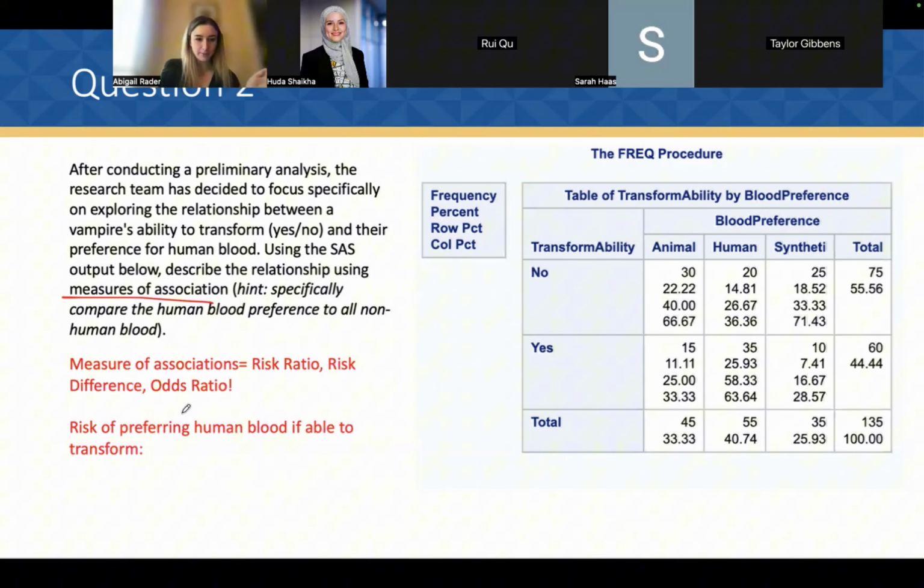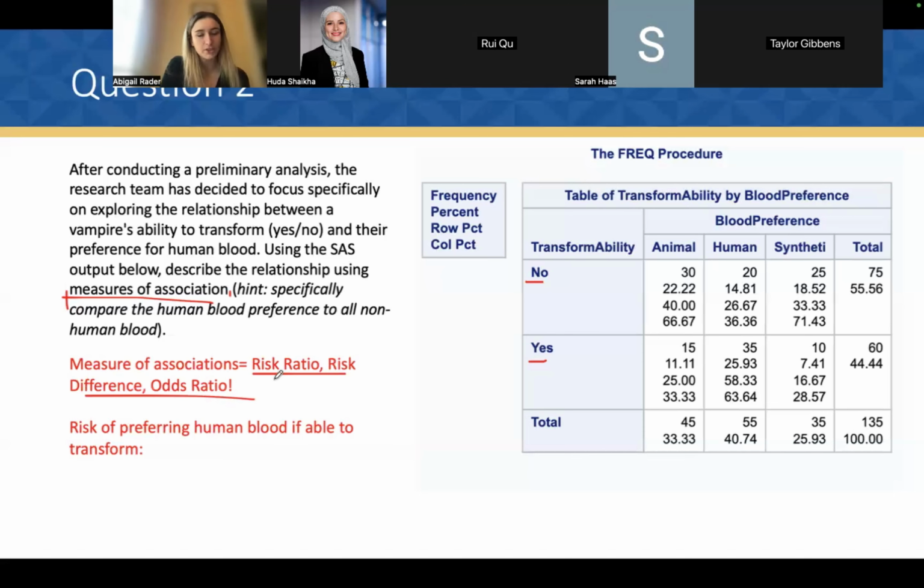We consider a risk here, preferring human blood. That's kind of our outcome, and we're going to compare these two groups here. Once you get that, the rest of it is pretty straightforward. But just remember that when we say measures of association, we specifically mean one of these three. You can do any of them, but those are what we mean when you see measures of association.